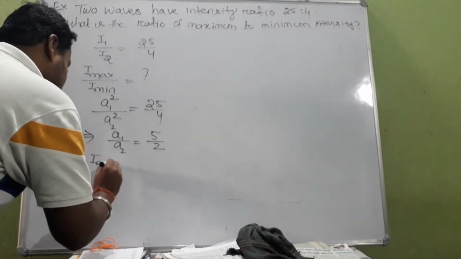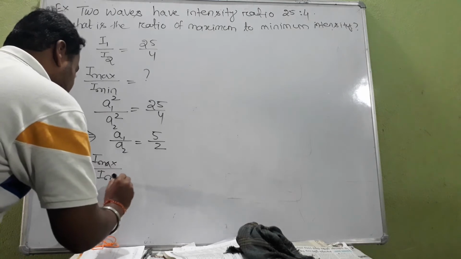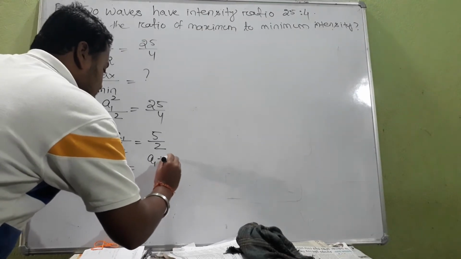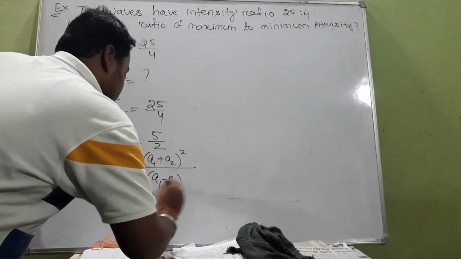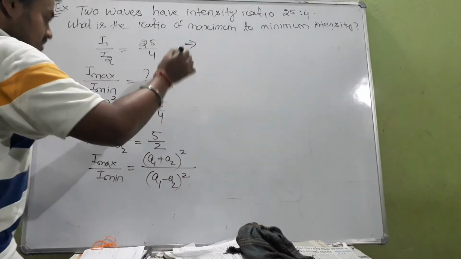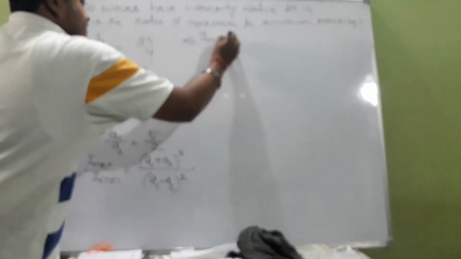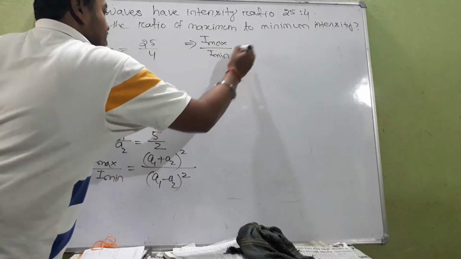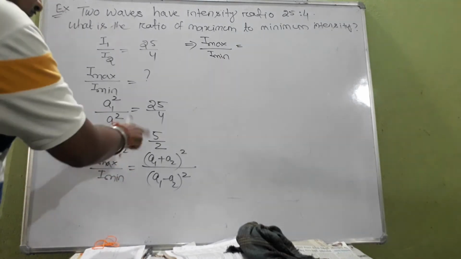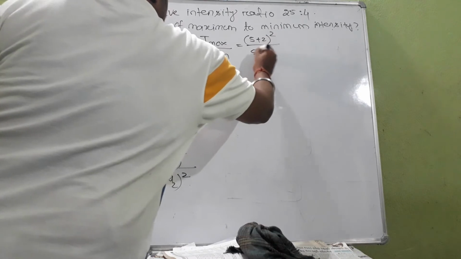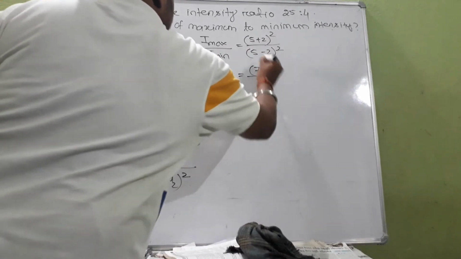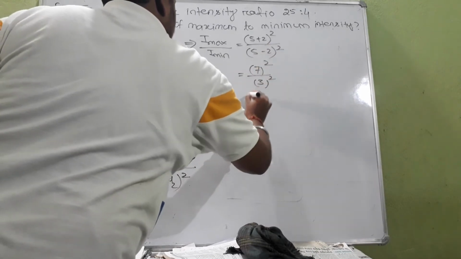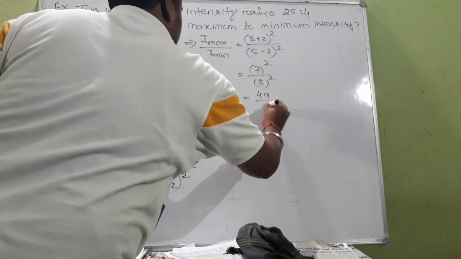So I max divided by I min is equal to (A1 plus A2) whole square divided by (A1 minus A2) whole square. So I max by I min, with A1 by A2 being 5 by 2, we will take (5 plus 2) square by (5 minus 2) square. This is equal to 7 square divided by 3 square, which is equal to 49 by 9.